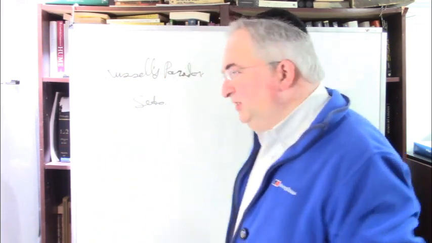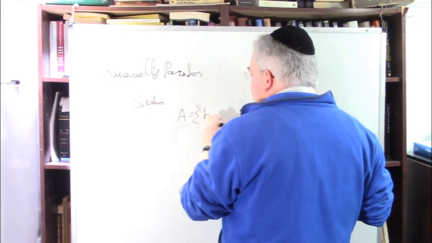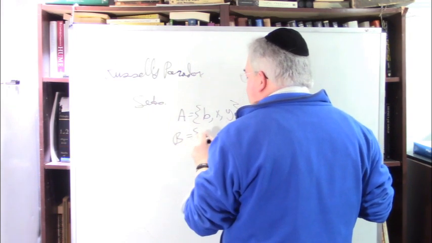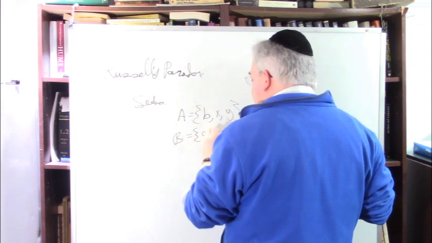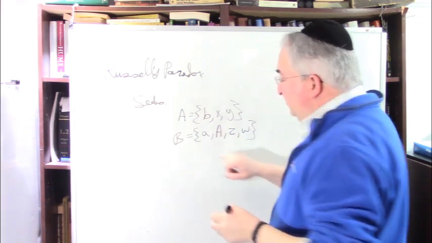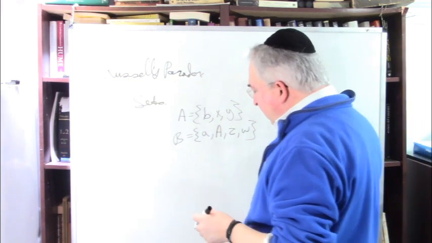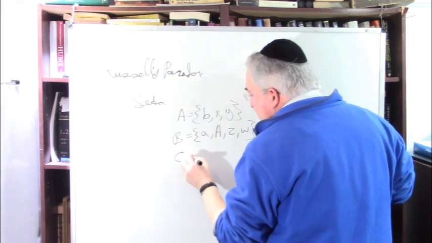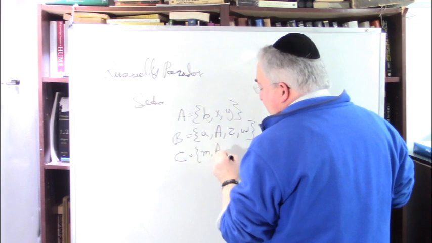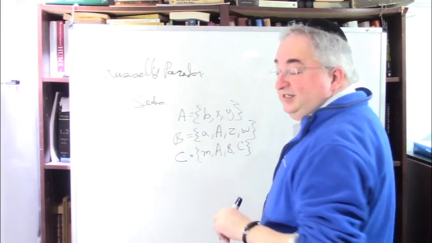So, certain sets can contain sets. For example, you can have the set A, which has the object B, the object X, the object Y, and then you can have the set B, which contains the object A and the set A and the object Z and the object W. Okay, so this is a set that contains another set. But then you can have another set called C, and C can contain, I don't know, the letter M, the set A, the set B, and then it could also contain the set C. So this is a set that contains itself.